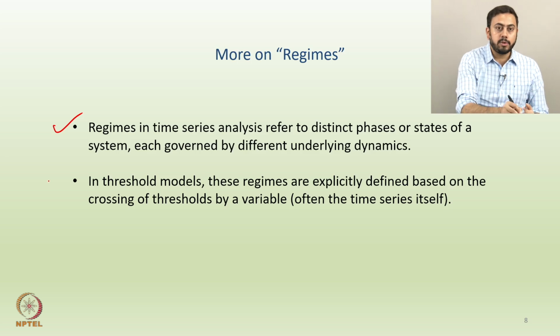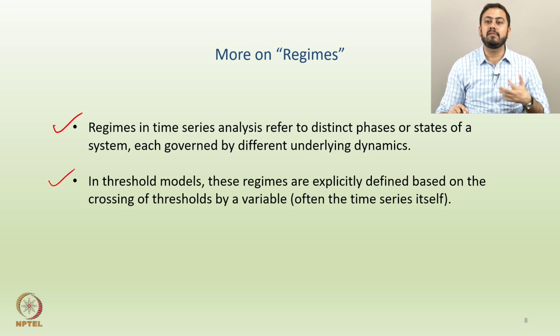In threshold models, these regimes are explicitly defined based on the crossing of thresholds by a variable, often the time series itself. We need not spend much time on this slide, because both points have been discussed a number of times: what we mean by regimes, and what we mean by threshold values or threshold models. Just to summarize one last time, whenever a time series crosses a threshold level, it enters a different regime, which means there is a shift in the dynamics of the underlying time series.